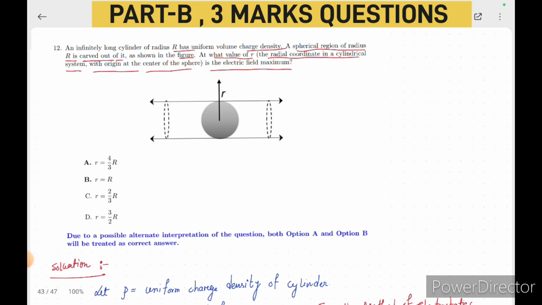So here, given actually, this is the cylinder, and from this cylinder we have carved out a sphere. This is the sphere, it has a radius r, and this is the cylinder, it has a radius r also. This cylinder has a uniform volume charge density, which we consider to be rho.